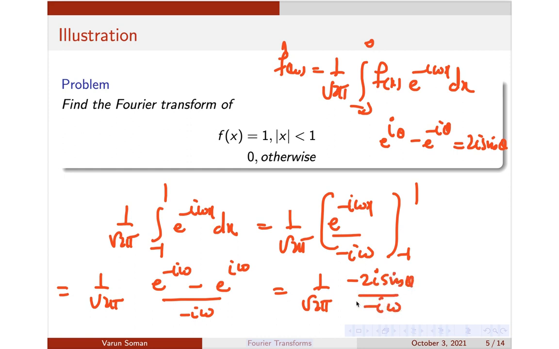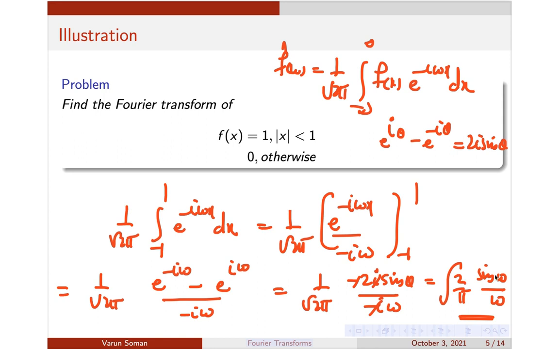So you can cancel out i here, the negative sign, so 2 is there, root 2 will be cancelled, so the answer will be root 2 by pi sin omega by omega. So this is the required Fourier transform. Okay, so be careful with this problem.